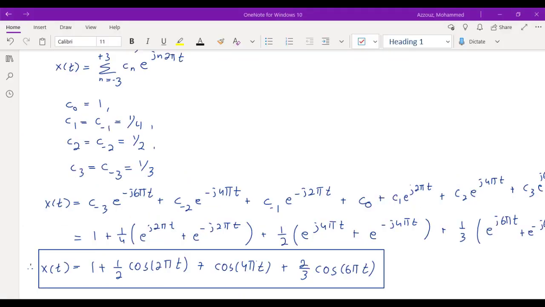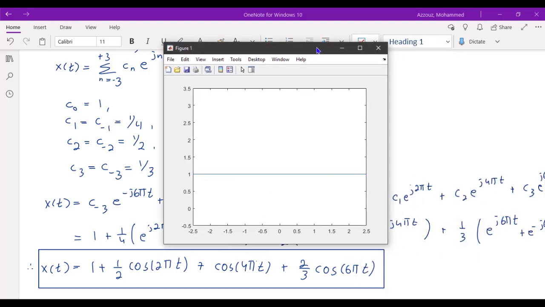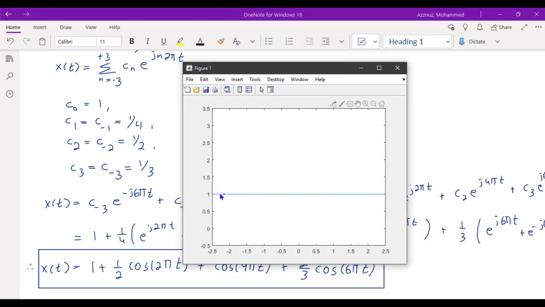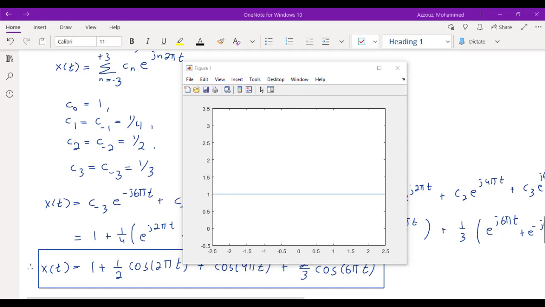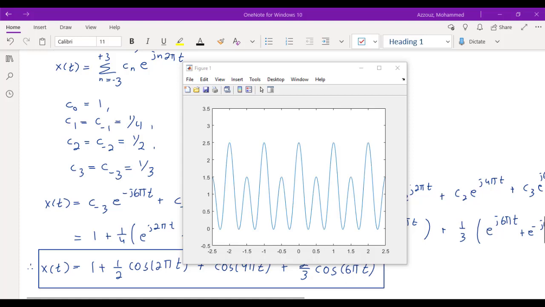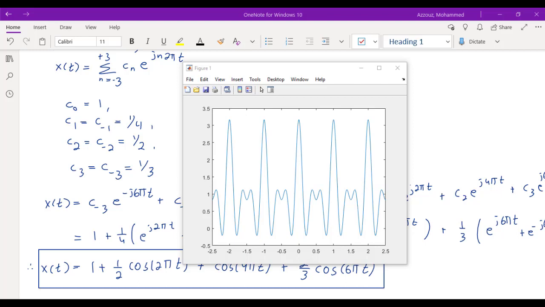Now let's take a look graphically at how this signal x of t is built up as a linear combination of harmonically related sinusoidal signals. So here's the DC component. As you can see, the DC component has a value of 1. If we add the fundamental harmonic, we get a single sinusoid shifted by the DC component. Here's when we add the second harmonic. And lastly, if we add the third harmonic, we get out the total signal x of t built from its 0th, 1st, 2nd, and 3rd harmonic components.